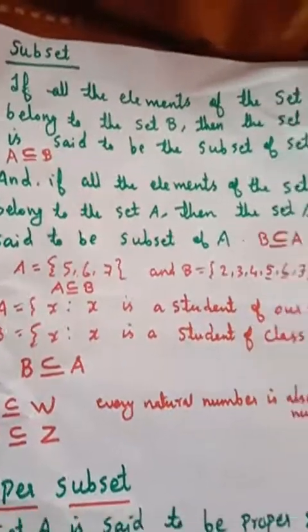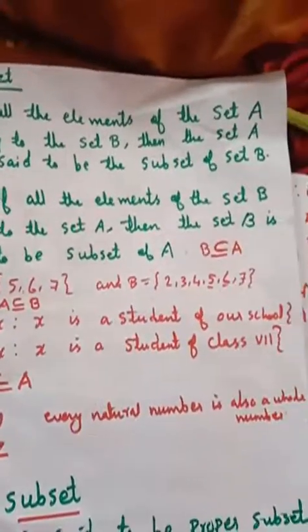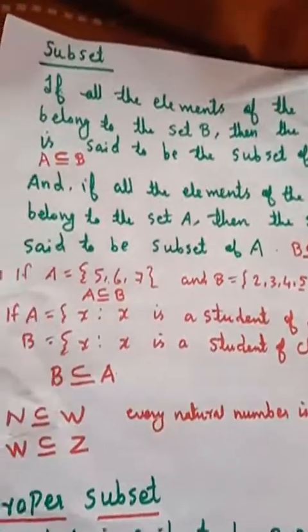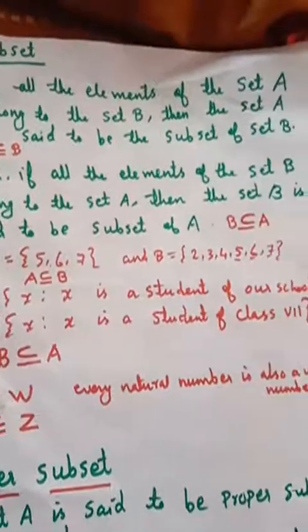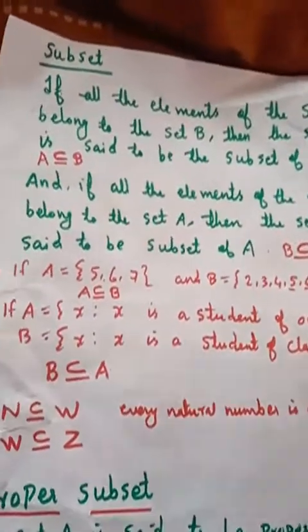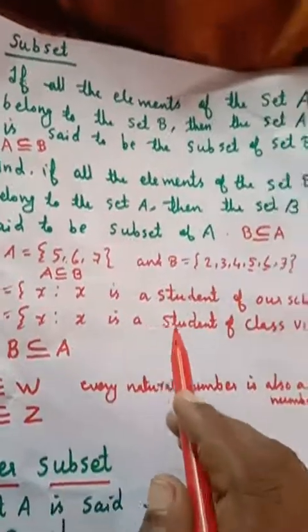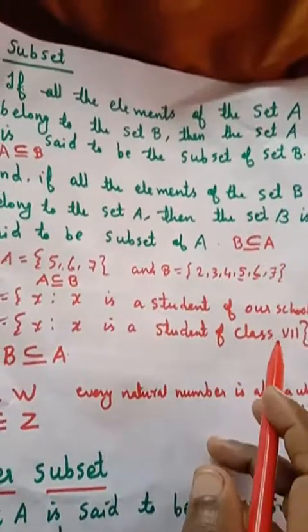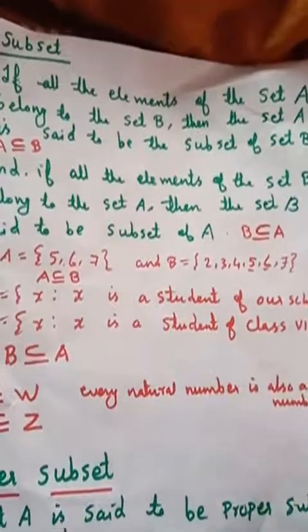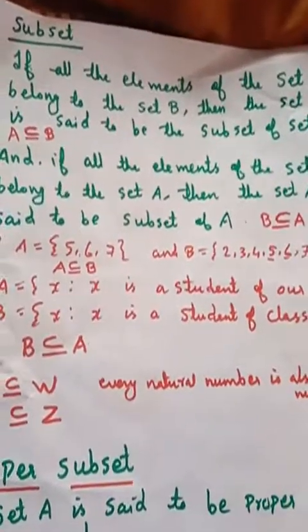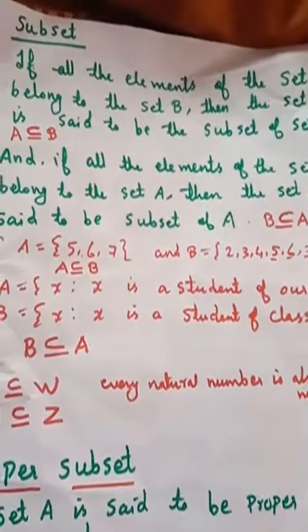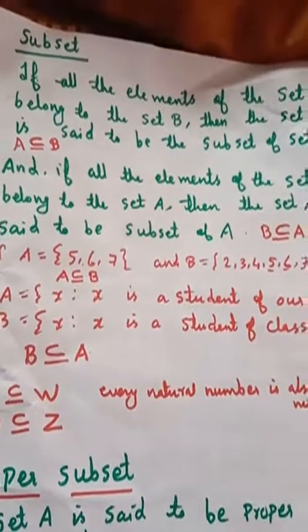Another example. If A equals {x such that x is a student of our school}, then B equals {x such that x is a student of class 7}. Clearly we know that B is a subset of A, because B means students of class 7 and A means students of our school. It is clear that a student of class 7 is in our school.